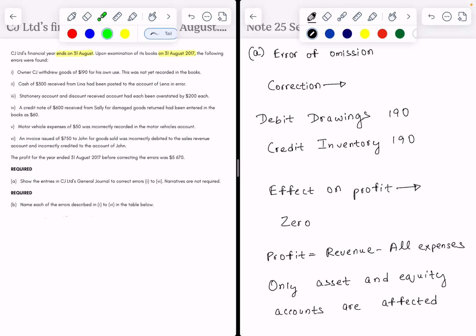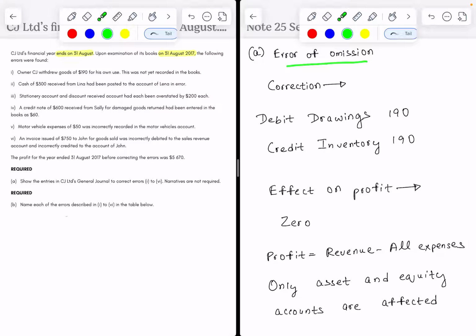So starting with the first one. Owner CJ withdrew goods of $190 for his own use. This was not yet recorded in the books. Now, this is pretty straightforward because we have forgotten to record this transaction. Therefore, this easily falls within the criteria of an error of omission.